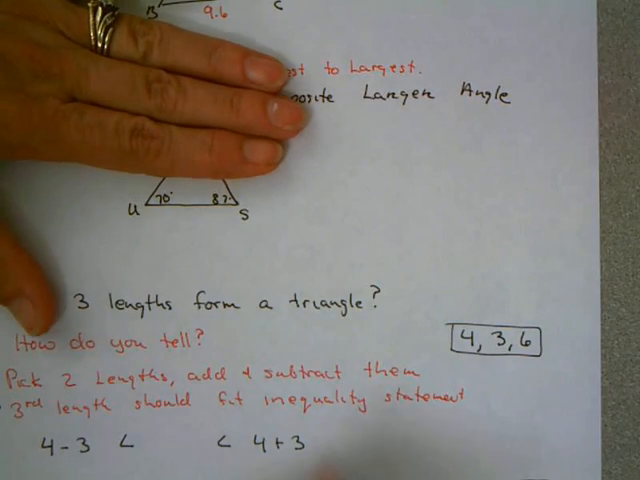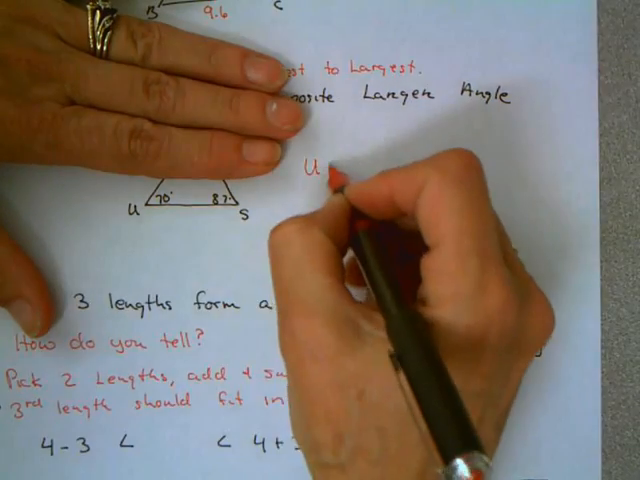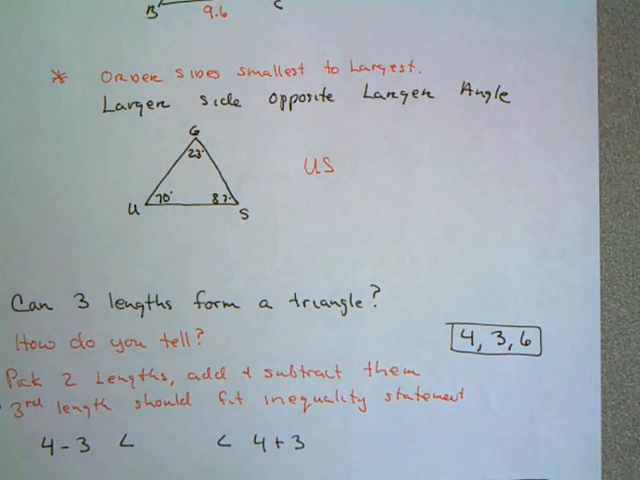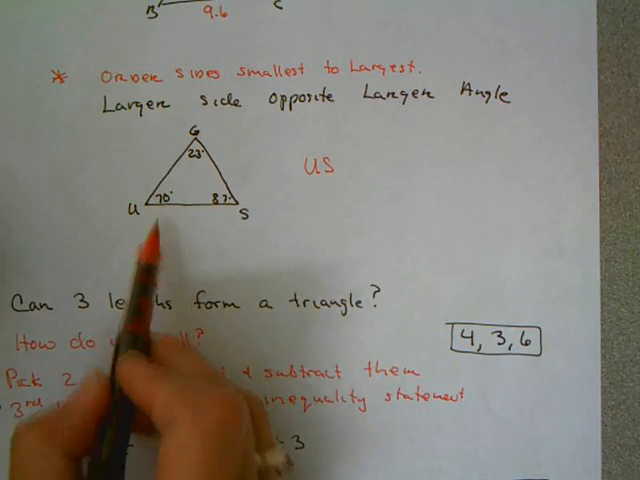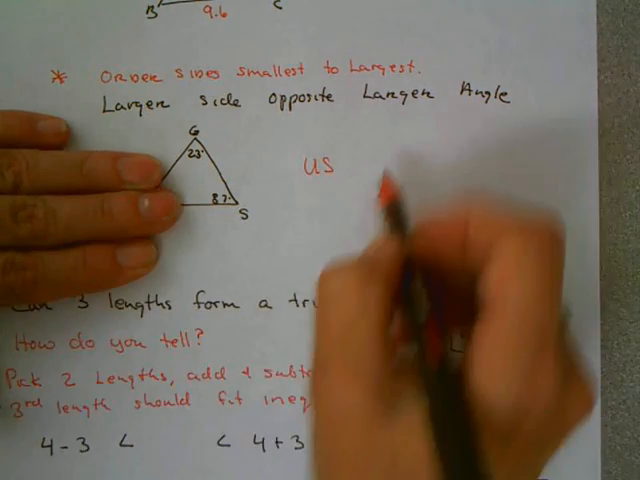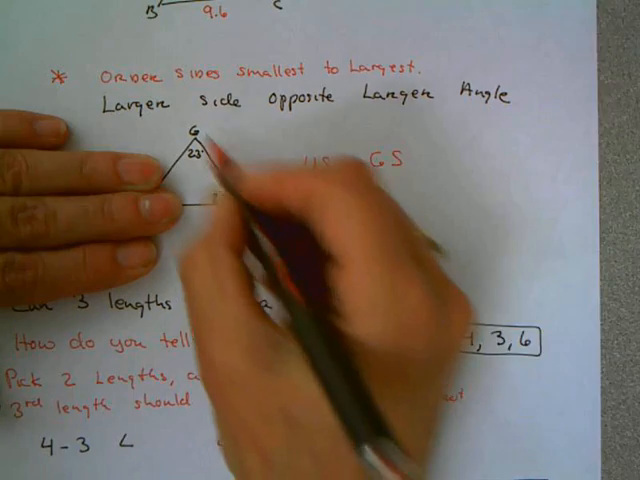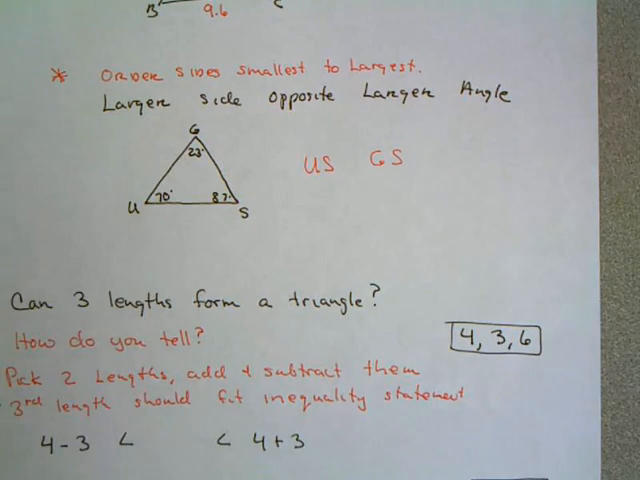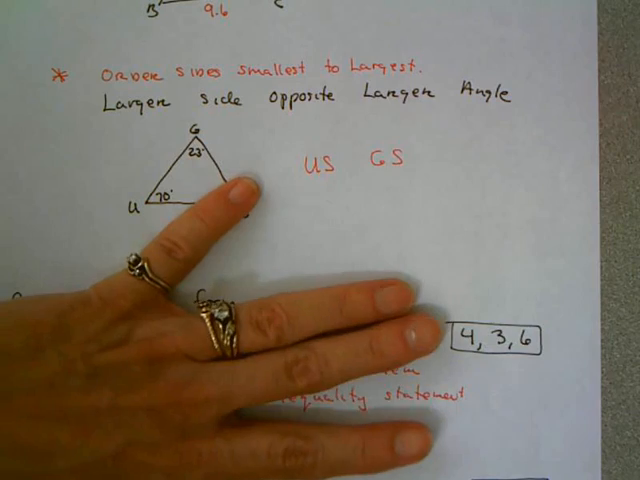And then I'll look for my largest angle, and that's S, and when I cover that up, I've got GU as my next smallest side. I need the segment symbols over those, and then I might put those in order by saying less than, less than. So that's all there is to that.